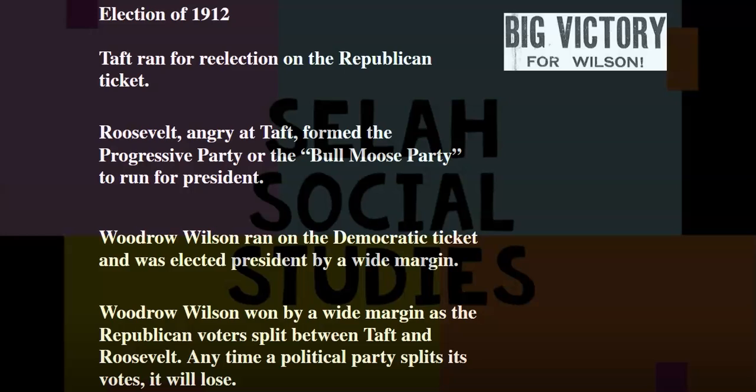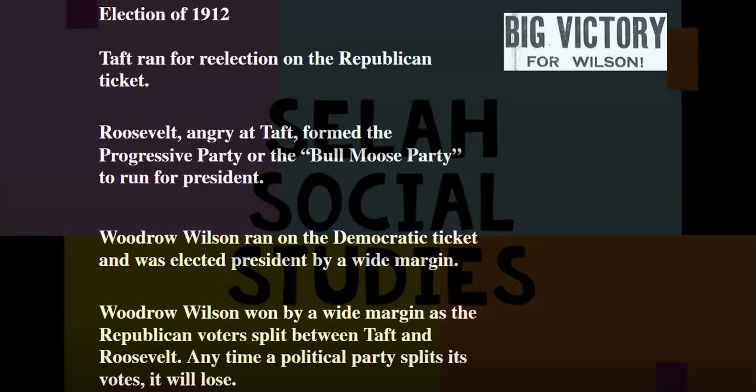In total, there were 4 men who ran for president that year, all reformers: the Republican Taft, Bull Moose Roosevelt, Socialist Eugene V. Debs, and Democrat Woodrow Wilson. When Roosevelt split to the Bull Moose Party, he effectively split the Republican party in 2 between himself and Taft. When a political party splits its voters in half, it will always lose.